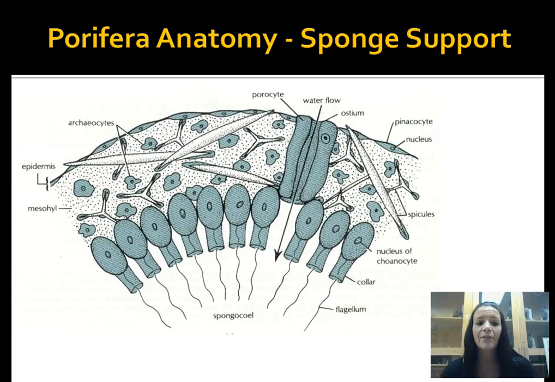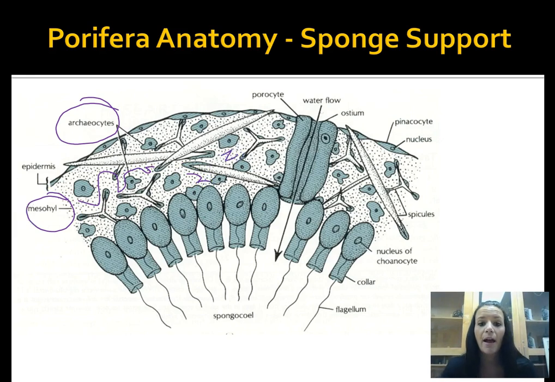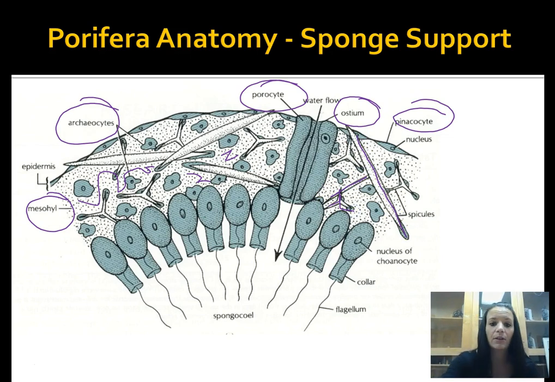So here's a look at the support. If you see, a lot of these cell types are labeled. So we have the archaeocytes here. The mesohyll is all of this space, all the dotted area, that's all the mesohyll. Then you have your porocyte, which creates something called the ostium, which is where that water flows in. And then you have the pinacocyte, which is on the outside, and then these random shaped structures are all spicules. And then let's not forget our important ones, the collar cells.